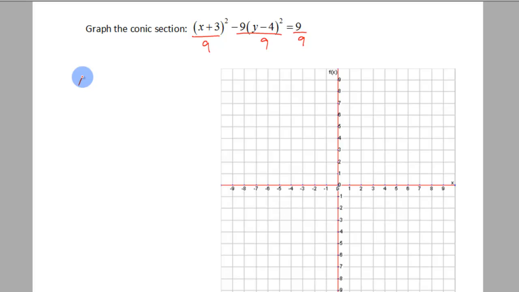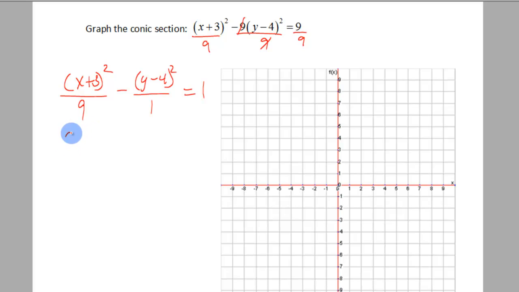So I'm given (x plus 3) squared over 9. They reduce out. So we have minus (y minus 4) squared. I can write it over 1 so I know what I'm doing there, and I have a 1 there. Okay, so this is a hyperbola, correct? Because I have the minus here, and it's equal to 1. If it's a plus, it'd be an ellipse, okay?